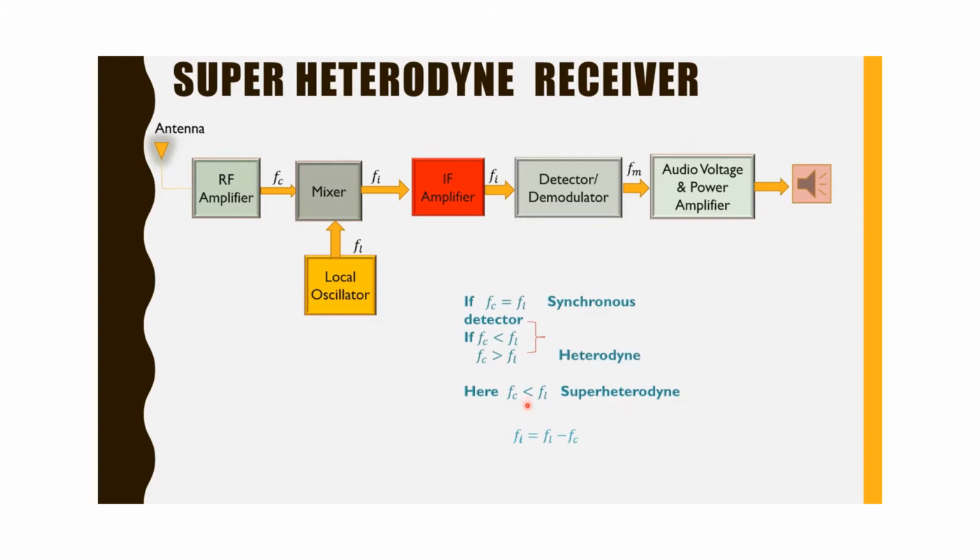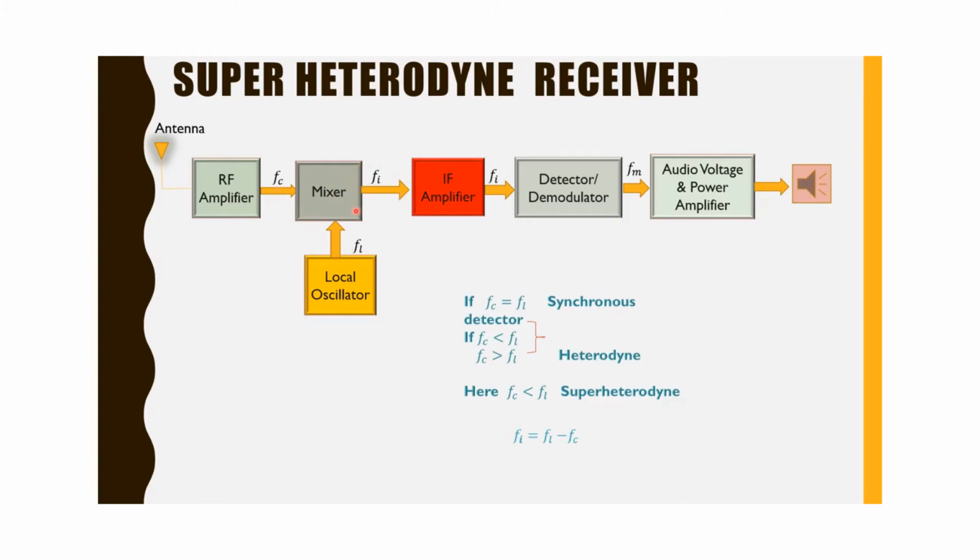But here generally we maintain Fl greater than Fc. So Fl greater than Fc condition is known as super heterodyne condition, and that's why this receiver is known as super heterodyne receiver, since in super heterodyne receiver we always maintain Fl greater than Fc. So output of mixer could be the difference or the summation of incoming frequency. So output of mixer could be Fl plus Fc, or it could be Fl minus Fc.